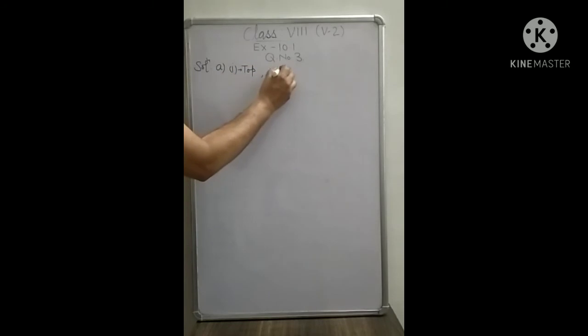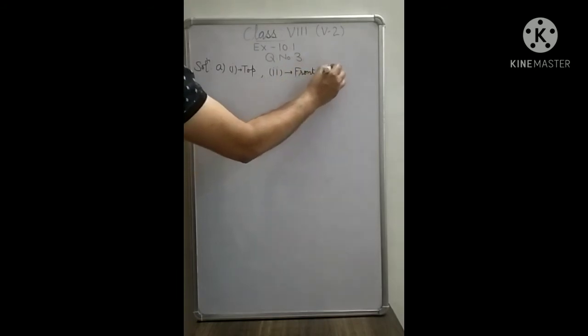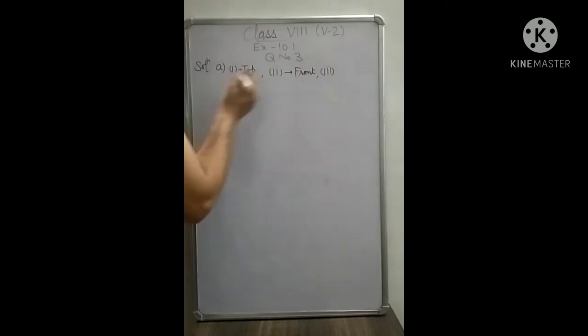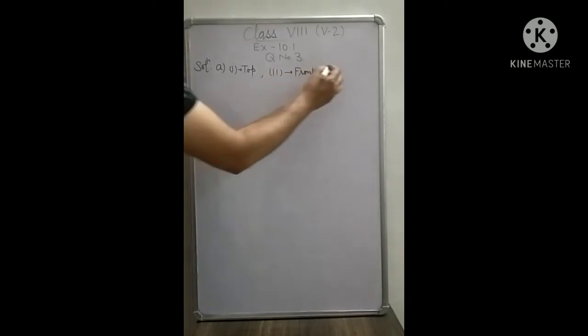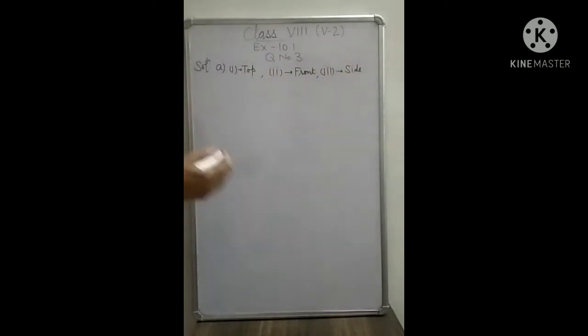The second figure shows 2 boxes, and 2 boxes can be seen only from the front. So this shows your front view. Then the third figure is also showing 2 boxes, and that can be seen from the side. The third figure is of side view. So here 2 and 3 can be interchanged also, because both show the same thing. Now see the B part.